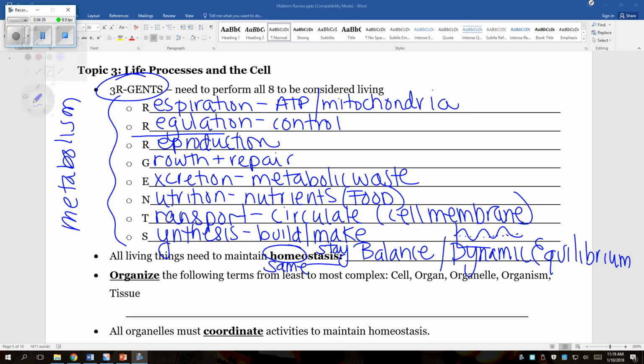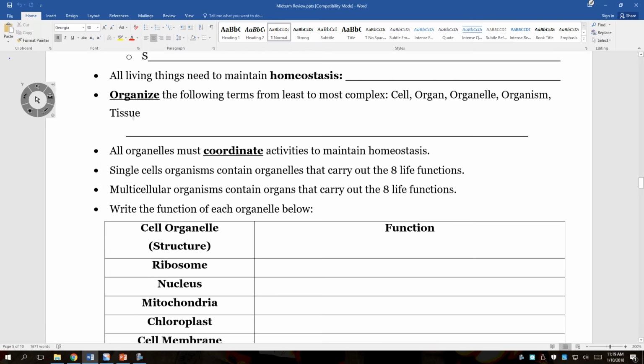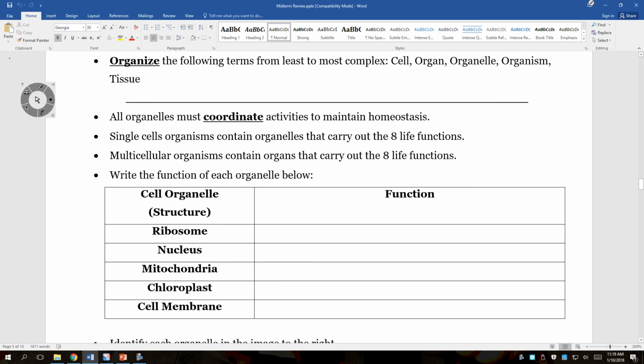If we go down the paper a little bit more, what we're going to see is how we organize life. When we're talking about the organization of life, we're looking at it from least complex to most complex. I will say for this question, always make sure that you look at the order they want it in, because it's not always least to most. Sometimes it's most to least. Least, remember, is the smallest structure that you can have, and most is the largest structure.